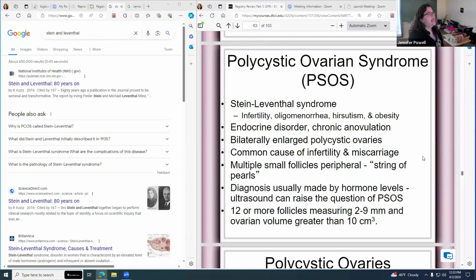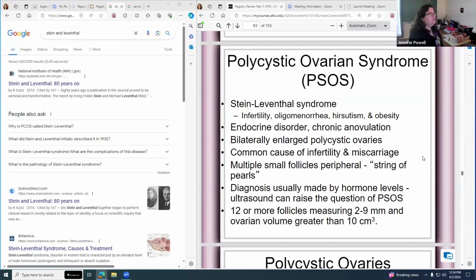It causes chronic anovulation. It also causes bilaterally enlarged polycystic ovaries, a common cause of infertility and miscarriage. There will be multiple small follicles along the periphery of the ovary, known as the string of pearls sign. Diagnosis is usually made by hormone levels. Ultrasound can raise the question, because an ovary can have the appearance of a polycystic ovary.